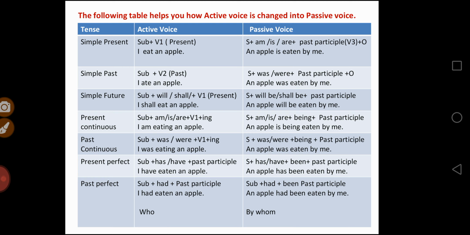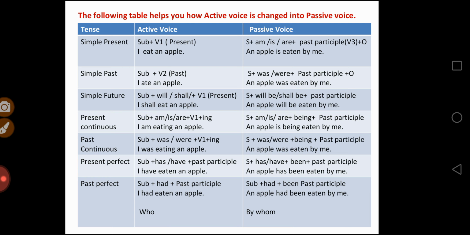Simple future. Subject plus will or shall plus V1. I shall eat an apple. Here shall is used because I is in first person. In passive voice, the structure is subject plus will be or shall be plus past participle. Example is: an apple will be eaten by me. Here shall changes into will be because an apple is third person singular.